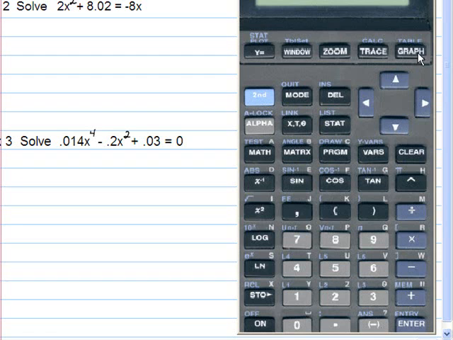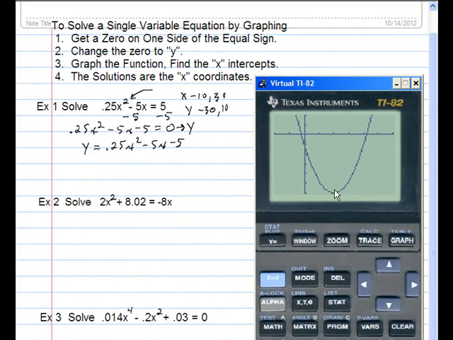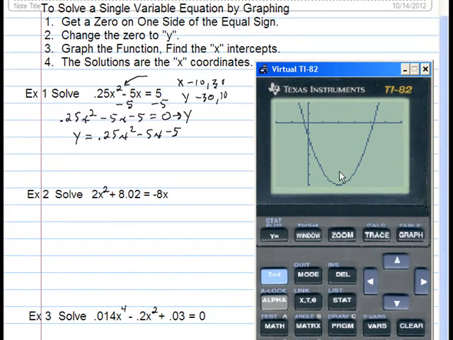Now graph again. Oh yeah, much better graph. You can see the turn down here at the bottom. You can see that it has 2 x-intercepts. You know it doesn't have any more, because since the power of x is 2, it can't turn again. So it has to keep going up here, and it has to keep going up here. So we're looking at the only 2 x-intercepts.